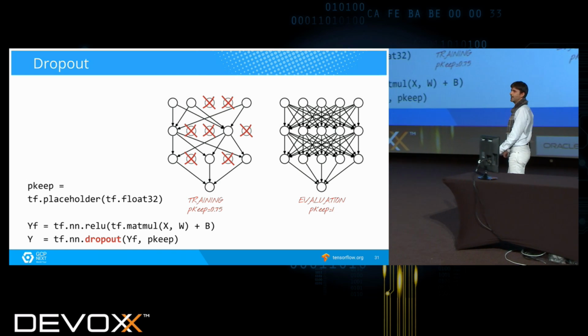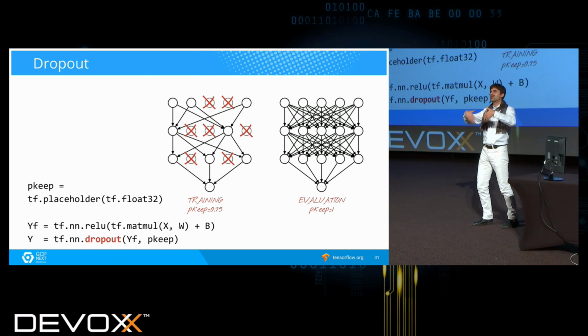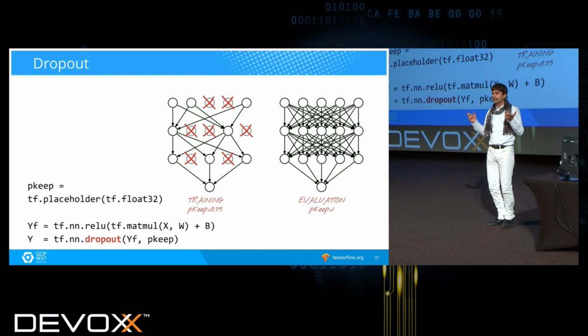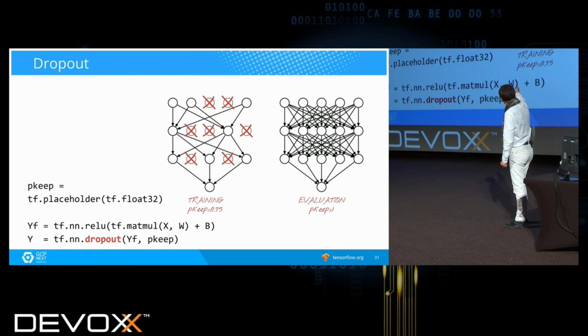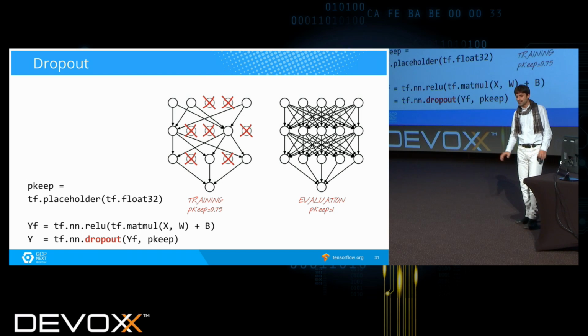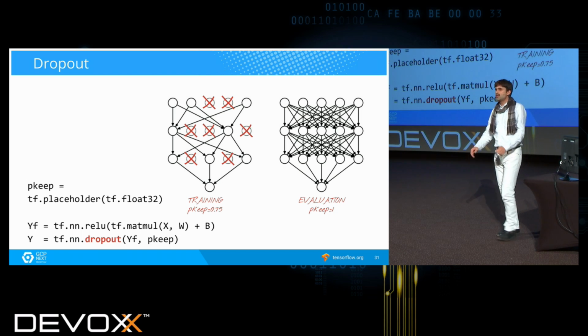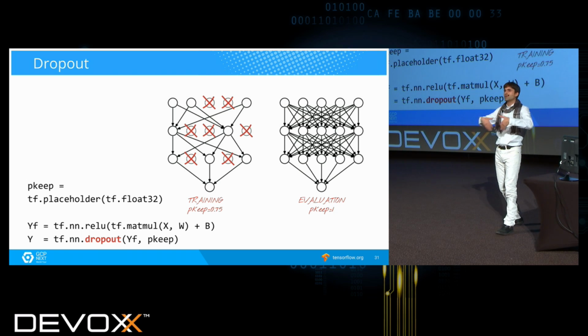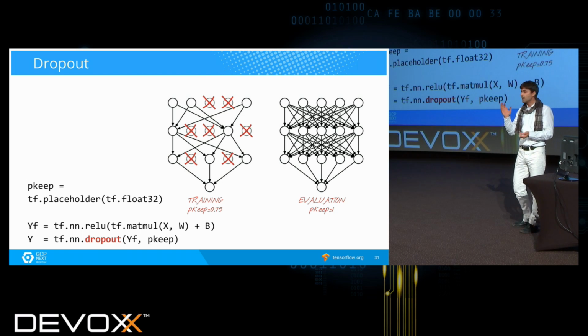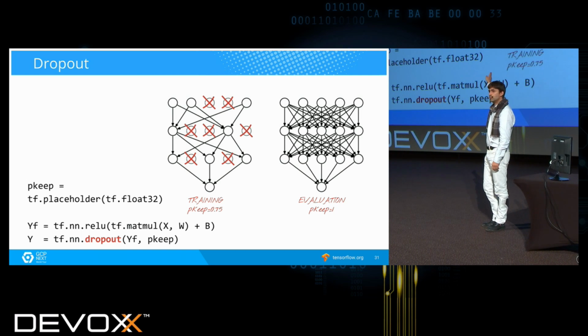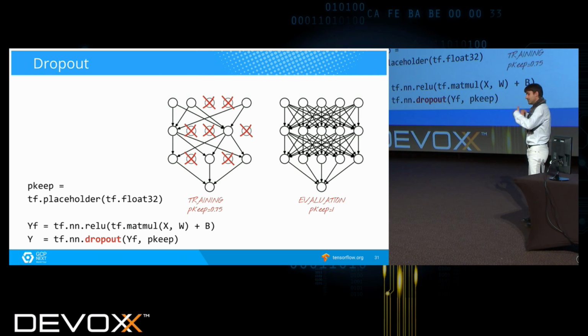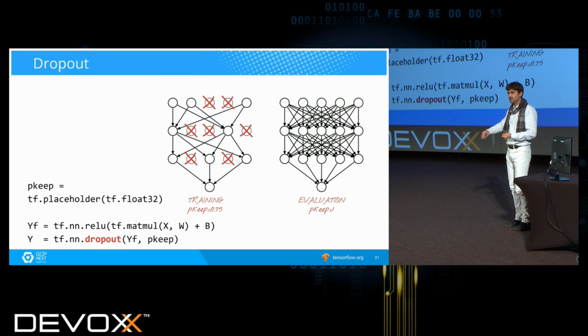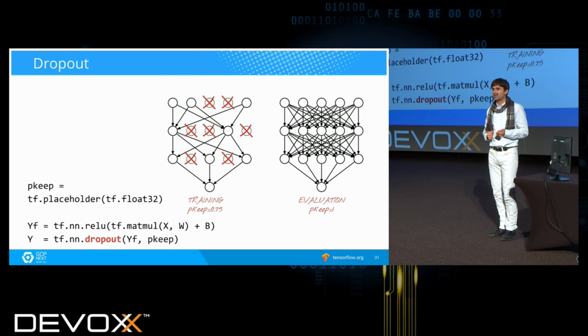You have your neural network, and at each iteration of your training loop, you pick a probability. Let's say here p keep equals 75%. This means that there is a 75% chance for each neuron only to remain in the network. So at each iteration of the training loop, you roll the dice and you shoot 25% of your neurons. Boom, boom, boom. You remove them. And then on the next iteration of the training loop, you roll the dice again and shoot 25% of the neurons. And this is how you train.